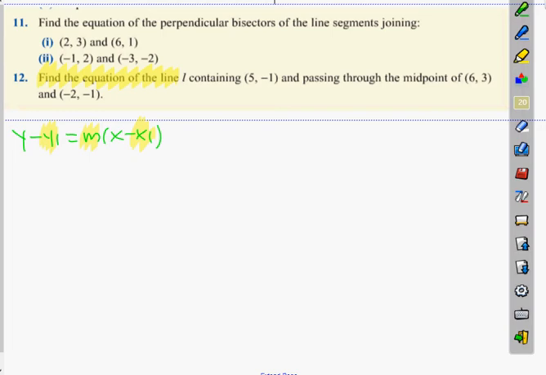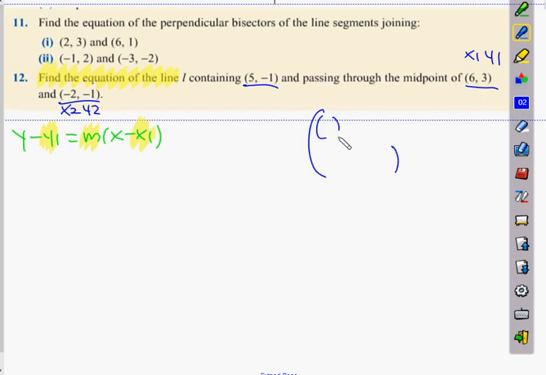Let's start off with the x1 and y1 value. What point does this line actually pass through? Well, it contains this point here, and it also passes through the midpoint of the two of these. Get the midpoint of the two of them. You can pick up marks on the board just by getting enough of the question right. You don't have to get the full question right, you just have to get enough of it right to pick up a lot of marks.